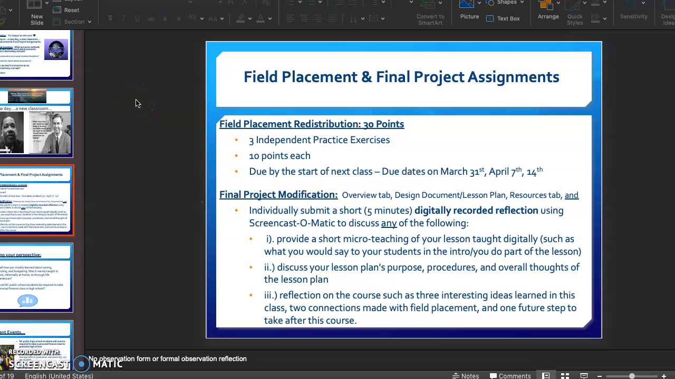So I decided to reflect on the second prompt, but I'm just going to alter it in that we were able to see our mentor teacher implement this lesson. So I'm going to reflect on how that went in his classroom and how we decided to change ours a little bit.